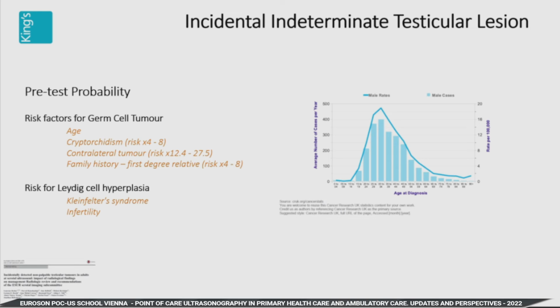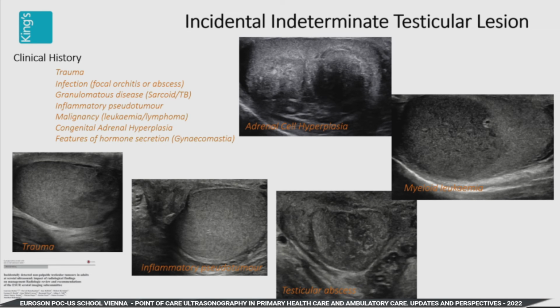And the family history, 4 to 8 times. Risk for related cell hyperplasia, you've got Klinefelter's disease, or you've got infertility. It's much higher to have the stromal cell tumors in these patients. Age, well, it's that 15 to 34, but there's a second point in the 60 to 65 for a risk factor for a germ cell tumor.